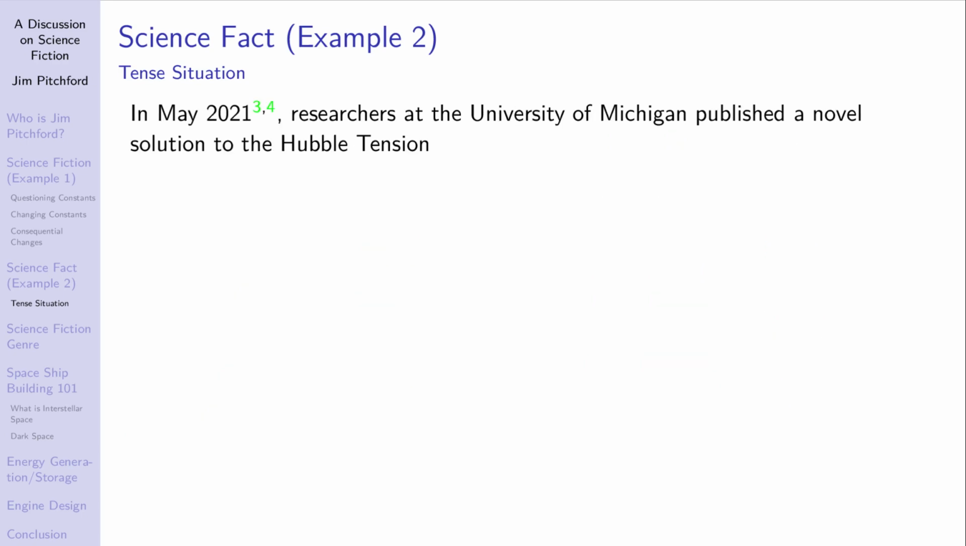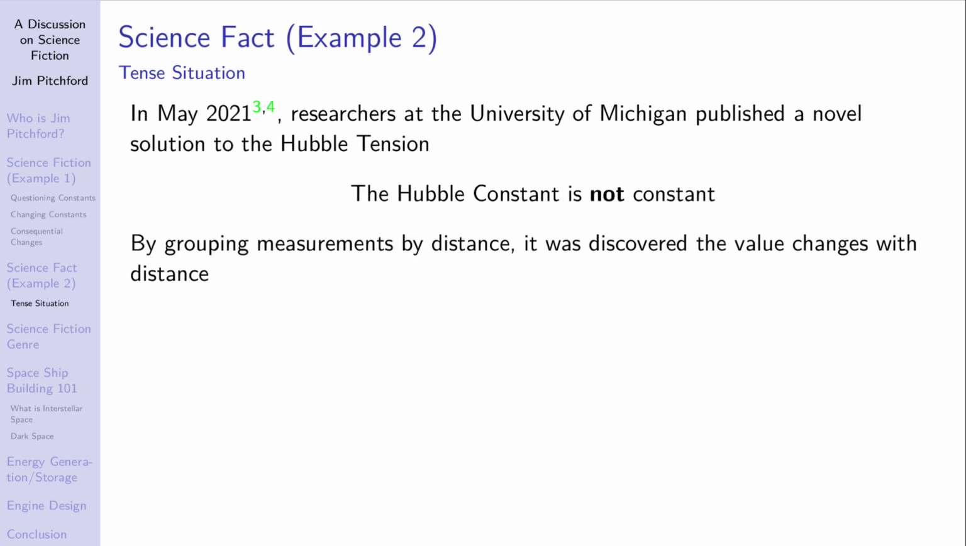Well, in May 2021, researchers at the University of Michigan published a novel solution to the Hubble tension. Maybe the Hubble constant isn't a constant. No, seriously, that's basically what it boils down to. They grouped the measurements by distance, so Cepheid variables at this distance, CMB all the way out there, and they can have others because there are many Cepheid variables out there. But what they found was that the value changes with distance. Now, we don't know why. The mechanism to explain this, we don't know.